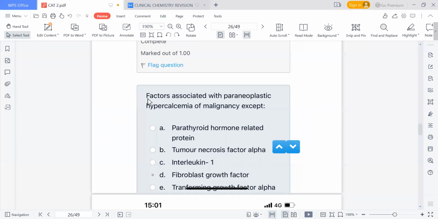Factors associated with paraneoplastic hypercalcemia of malignancy, except: what are the factors associated with this malignancy? Parathyroid hormone-related protein would be correct. TNF-alpha would be correct. Interleukin-1 would be correct. And transforming growth factor alpha would be correct. Fibroblast growth factor is mostly in bone tumors. But interleukin-1 is associated with paraneoplastic hypercalcemia of malignancy.